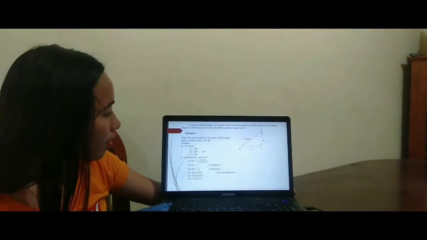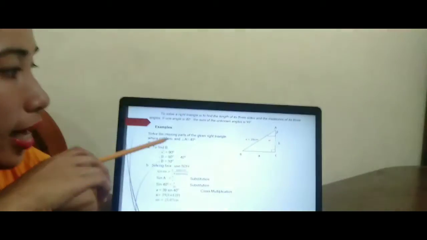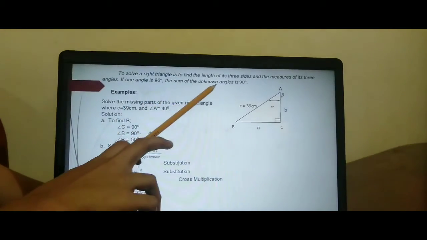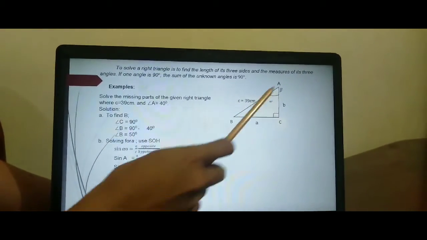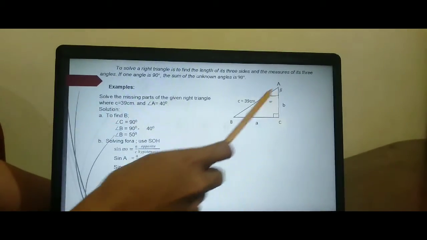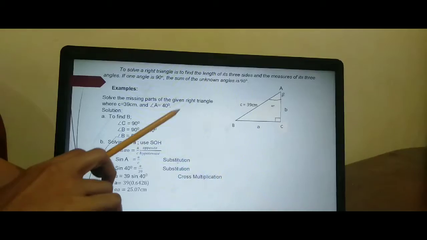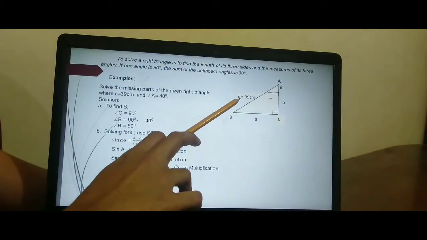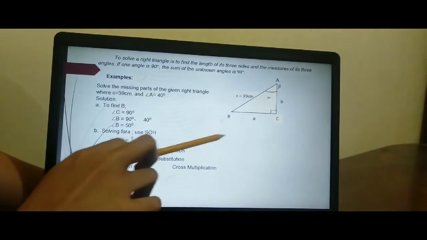Next is, to solve a right triangle is to find the length of its three sides and the measure of its three angles. If one angle is 90 degrees, the sum of the unknown angles is 90. So, example, 90 na diha. So, ang remaining pod nga angle niya should equal to 90 degrees. Example, solve the missing parts of the given right triangle where C is 39 centimeters and angle A is 40 degrees.